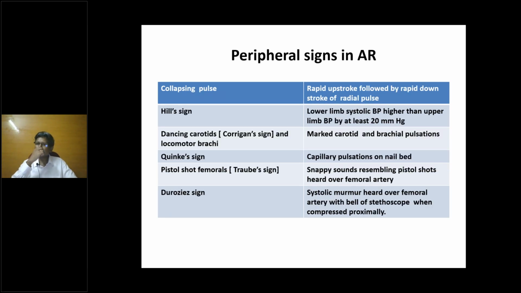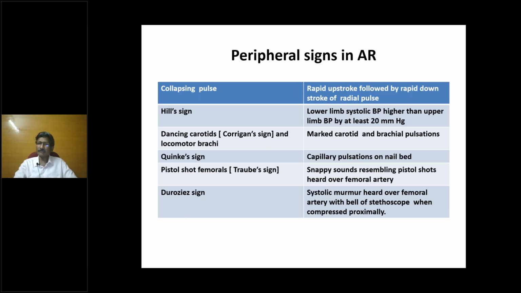Now this is about the peripheral signs in AR. Try to understand only the collapsing pulse. Hill sign is supposed to be a better indicator, but the problem is measuring BP at the thigh is very difficult. Even if you have adequate cuff size, it's very difficult to auscultate the popliteal artery. So practically, cuff size and barriers in auscultating the popliteal artery make assessment of Hill sign very difficult.